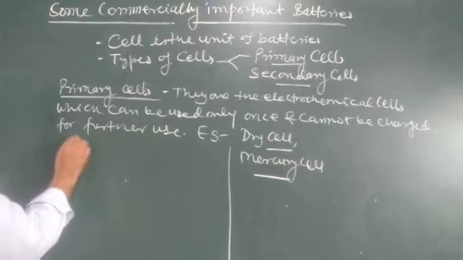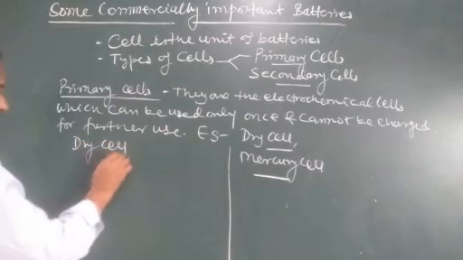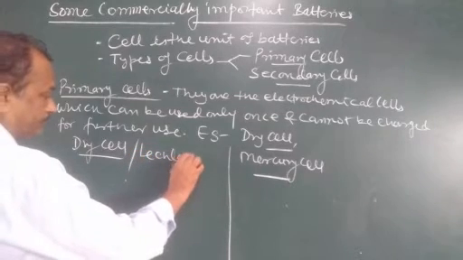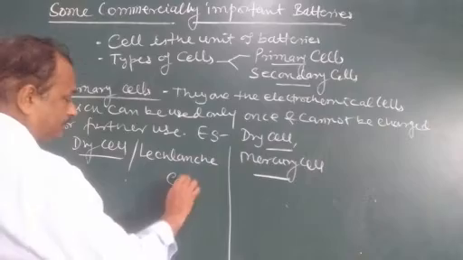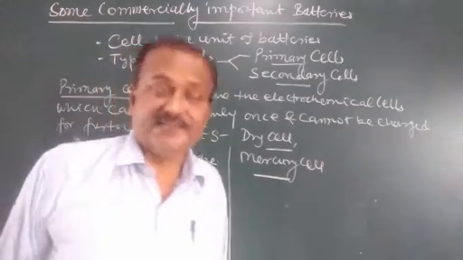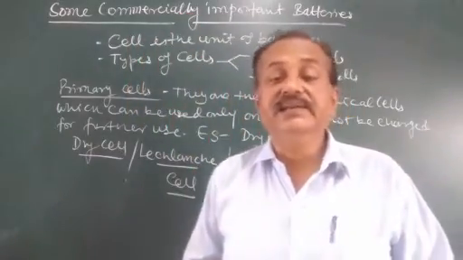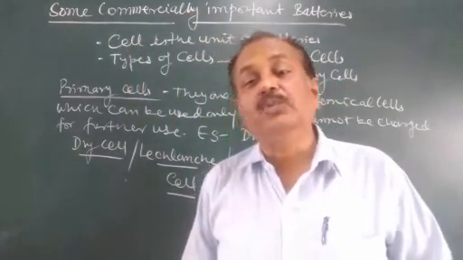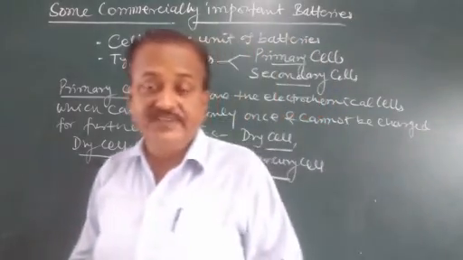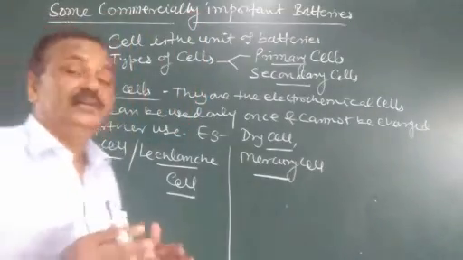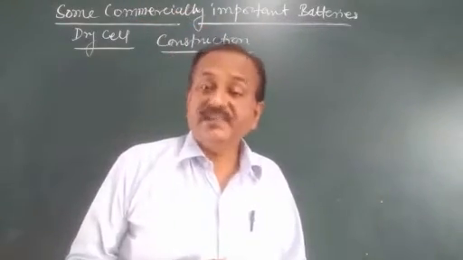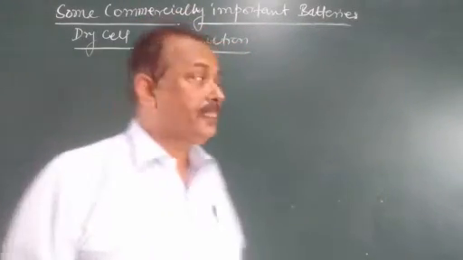The dry cell is also called the Leclanche cell, or more accurately, it is called the compact form of the Leclanche cell. Now we will see about the construction and working of the dry cell. Now coming to the construction of the dry cell.